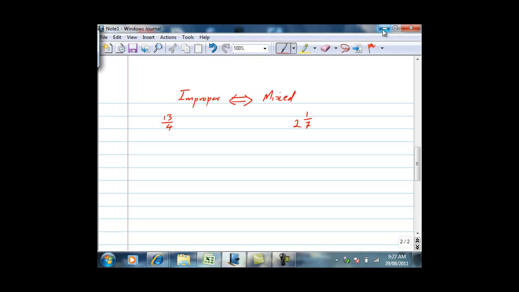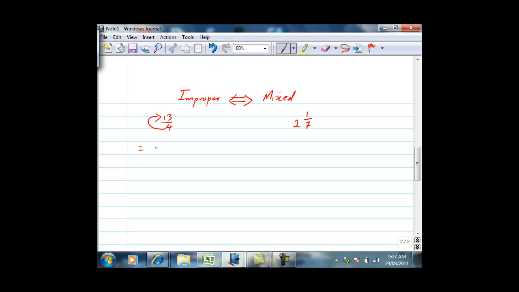We can convert improper fractions to mixed numbers, and we can convert mixed numbers back to improper fractions. Let's see how we can do this. Here are two examples. So 13/4 is an improper fraction. How do we convert it to become a mixed fraction? All you need to do is ask yourself, how many times does 4 go into 13?